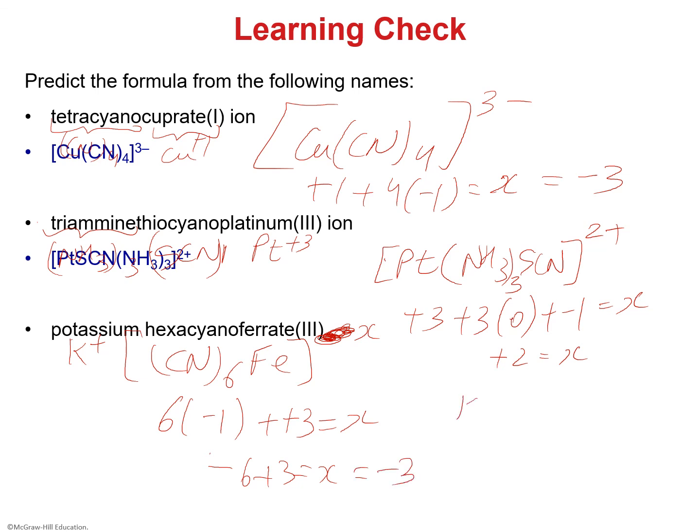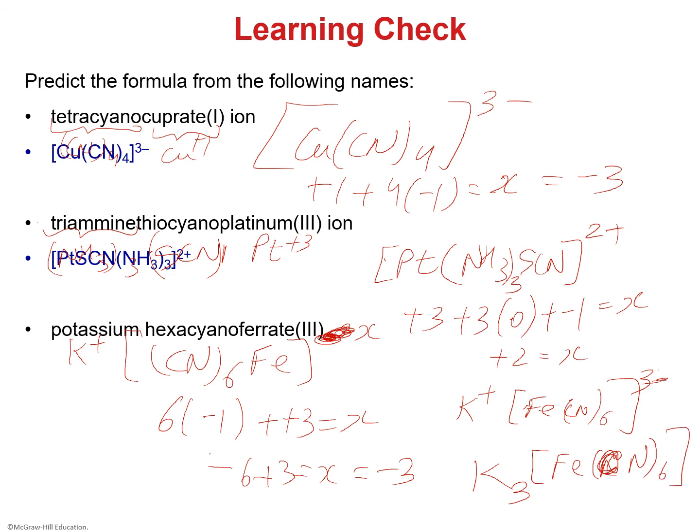So now how do I write the final formula? It's potassium. First put the metal, Fe(CN)6, -3. So now we cross over the charges to balance it out. To balance this charge of -3, I need 3 potassium. K3[Fe(CN)6]. So that would be the final answer for this. So make sure you cross over the charges to balance it out completely. And that's all.